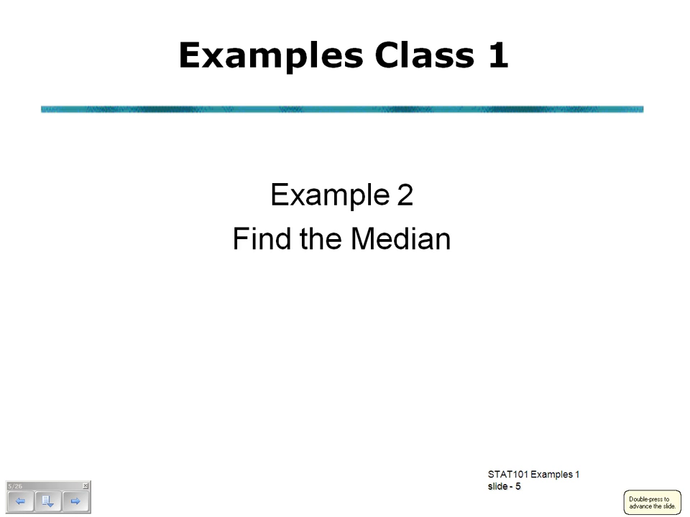Our second example in examples class 1, find the median. The median is the middle value in ordered sequence. So it's a measure of central tendency, not affected by extreme values, but we need to make sure that we put the data into order before we find the median value.